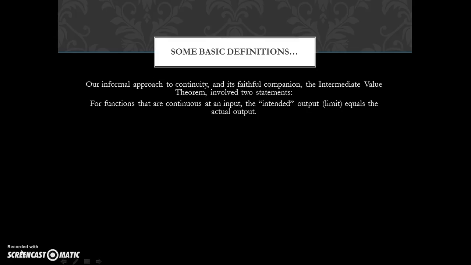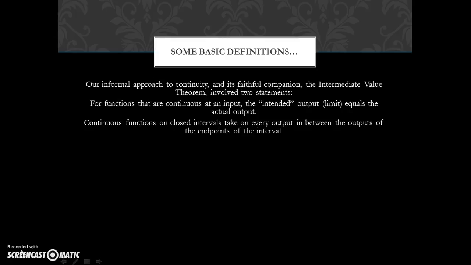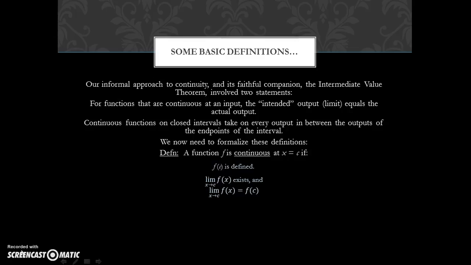One, for functions that are continuous at an input, the intended output, or limit, equals the actual output. And a second statement, continuous functions on closed intervals take on every output in between the outputs of the endpoints of the interval. That's the IVT, which we'll talk about tomorrow. So, for continuity in particular, we need to formalize this definition.